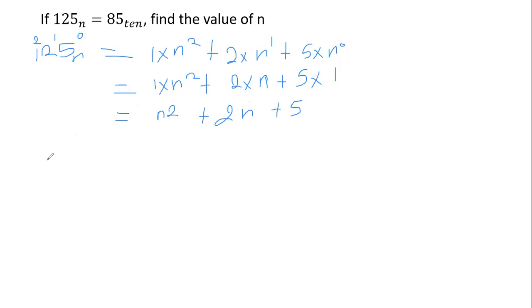So we are now going to say 125 base n equaling 85 base 10 is the same as, so we replace the 125 with the changed form from base n to base 10, which is n squared plus 2n plus 5 is equal to 85.